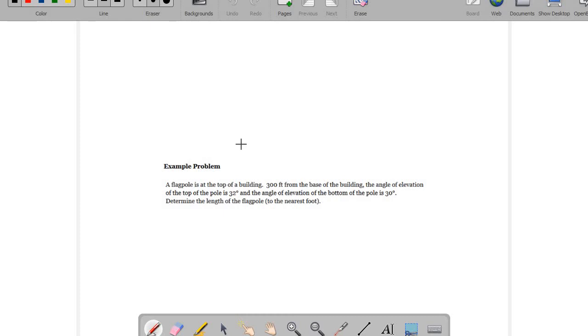Alright, so when you're doing angle of elevation and depression questions, the most important thing is the diagram. When you're drawing the diagram, you're going to set up everything that is in the question. What I like to do is draw the object first. The object that he's looking at is the building, and there's a flagpole.